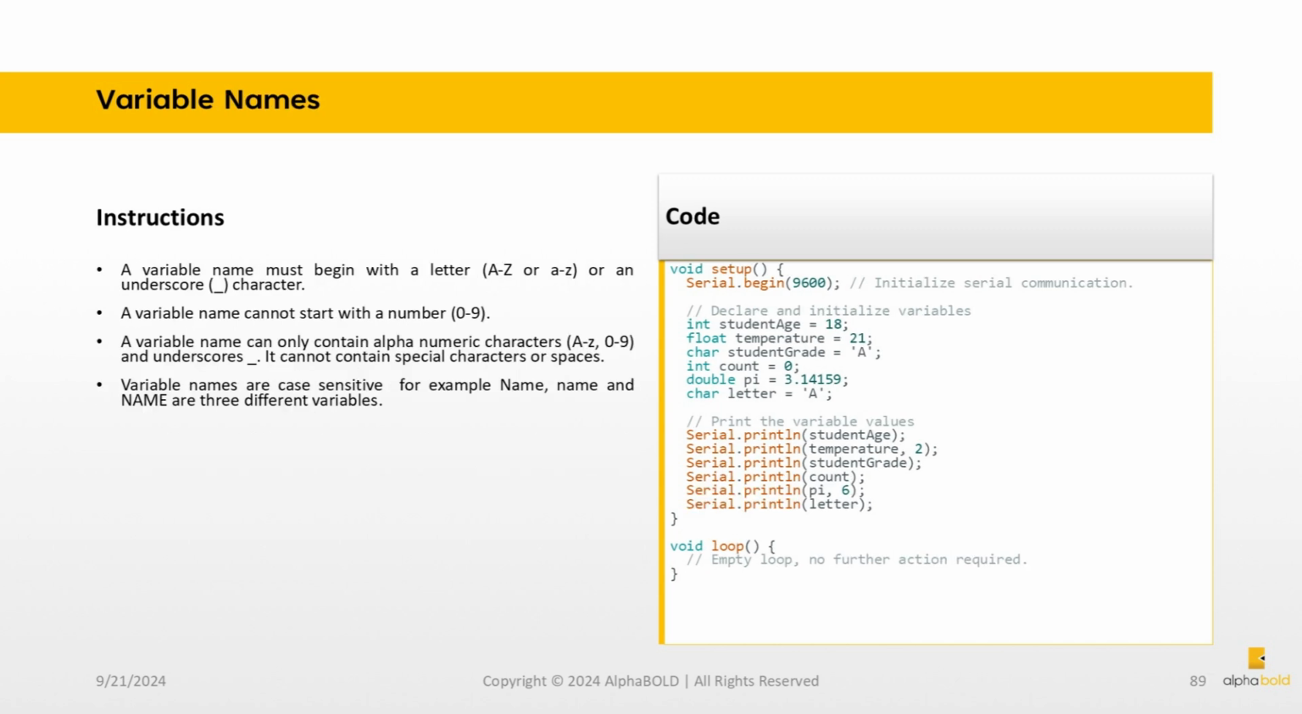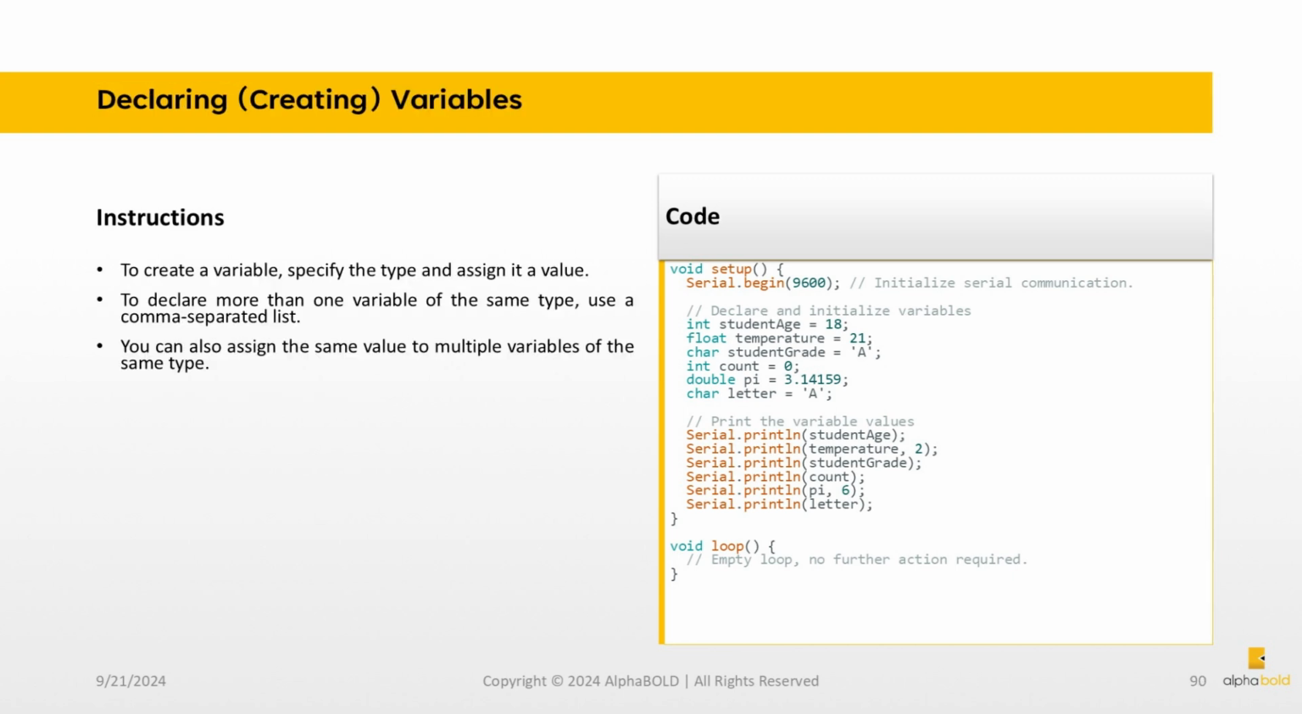A variable name must begin with a letter, A-Z or a-z, or an underscore character. A variable name cannot start with a number, 0 to 9. A variable name can only contain alphanumeric characters, A-Z, 0 to 9, and underscores. It cannot contain special characters or spaces. Variable names are case-sensitive. For example, name, Name, and NAME are three different variables.